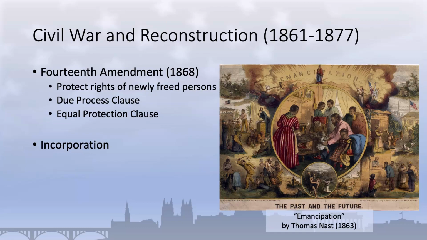The end of Reconstruction saw the rise of Jim Crow laws, which were designed to enforce racial segregation and limit the political power and civil rights of African Americans. During this time, the federal government took a step back from its active role in protecting civil rights, allowing the states to reassert their authority in these areas.